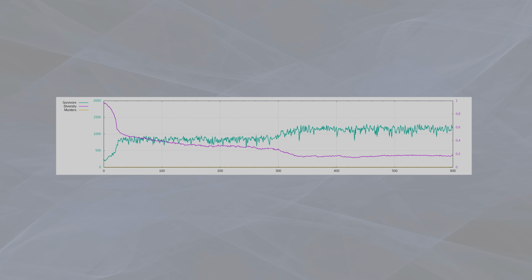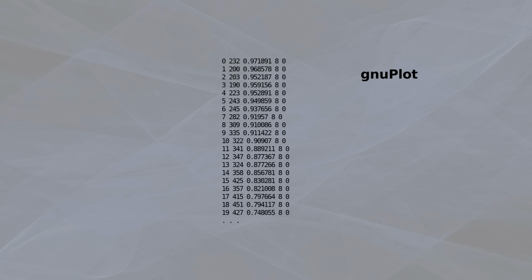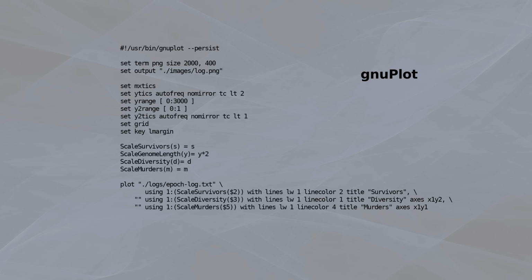The charts that show the summary of a simulation run were made with GNU-plot. As the simulator is running, it appends a single line to a log file after each generation that records the number of survivors or reproducers, the genetic diversity of that generation, and the number of murders if the kill neuron is enabled. And then this little GNU-plot script converts that log file into a chart. And that's about it for the technology list.